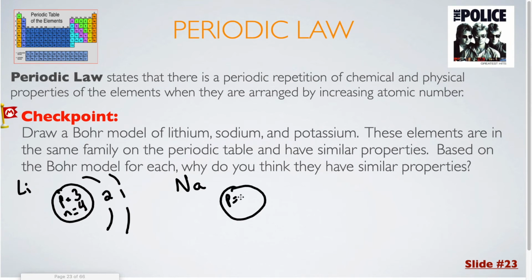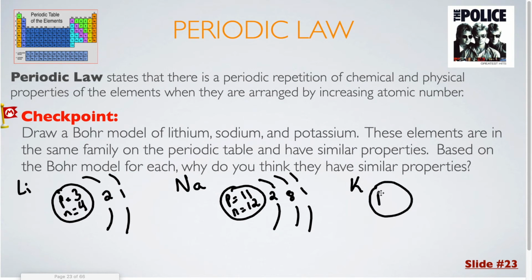The atomic number for sodium is 11. It would have 12 neutrons, and since this is also neutral, we would have 11 electrons. So 2 in the first shell, 8 in the second, and then 1 in the final shell. For our last element, potassium, our protons would be 19 based on the atomic number, and our neutrons would be 20. For electrons, we would have 2 in the first shell, 8 in the second, 8 in the third, and 1 in the final shell.